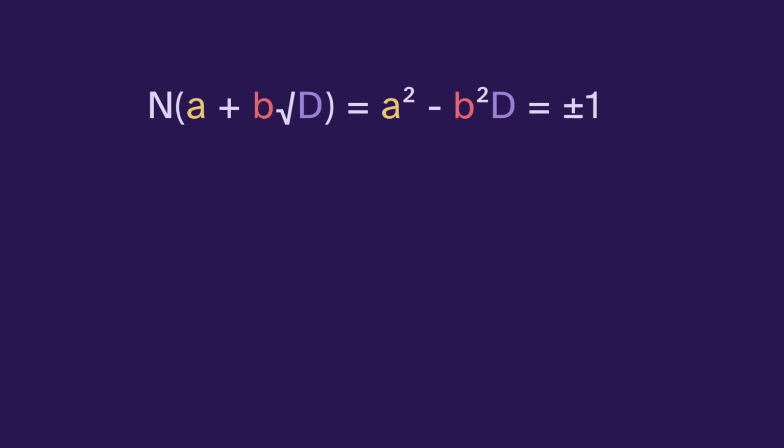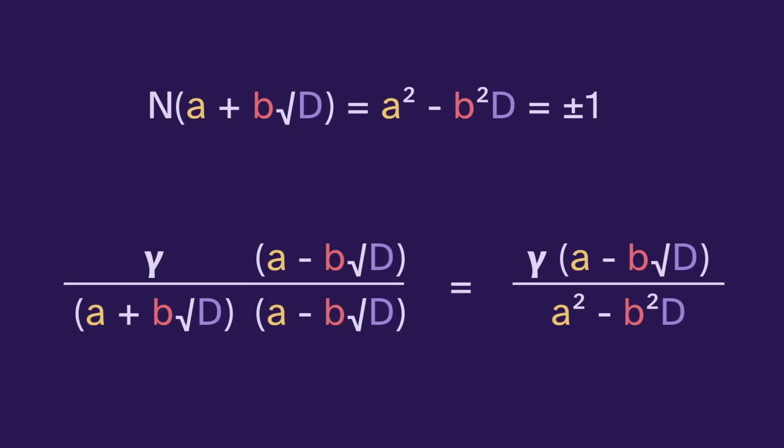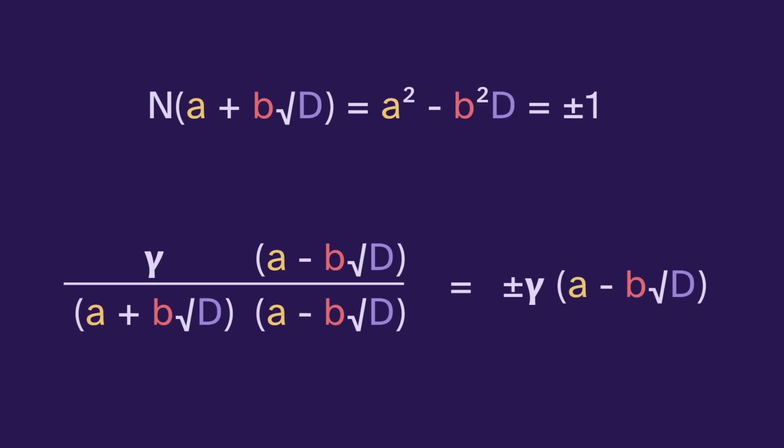And we can show that. Suppose we have some number with a norm that's plus or minus 1. We can divide any gamma by that number, because if we multiply on top and bottom by the conjugate of that number, then the bottom becomes the norm, which is plus or minus 1. So we just get plus or minus gamma times the conjugate. And this is within the domain, so any gamma is divisible by our number, therefore this number is a unit.